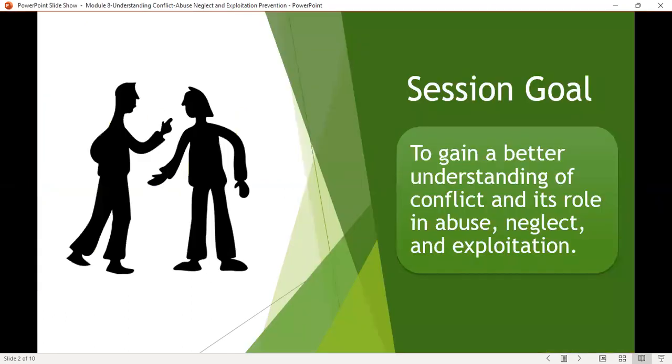The goal of this session is to help you gain a better understanding of conflict and its role in abuse, neglect, and exploitation. Life involves conflict. How well we handle conflict affects the quality of our relationships and how much we enjoy our jobs. Effectively managing conflict is a powerful tool in the prevention of abuse, neglect, and exploitation.